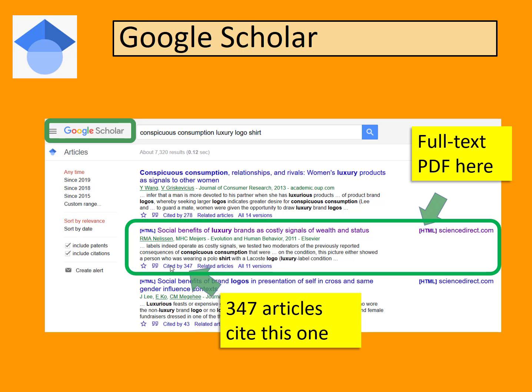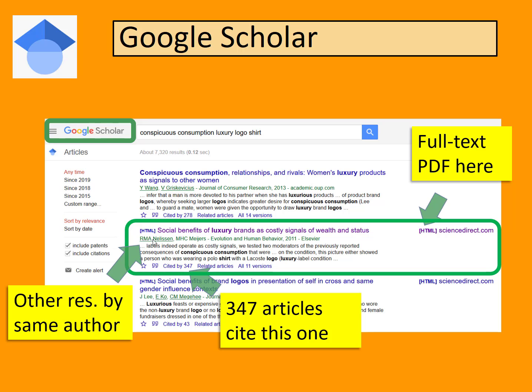It shows you articles that are citing this one, so you can do a forward search to see who's citing this Nielsen article. And also you can check out the author's page and see other research done by the given author. So a ton of information here in Google Scholar.